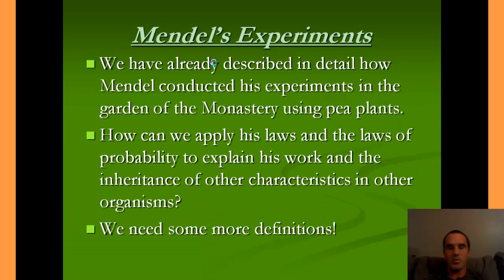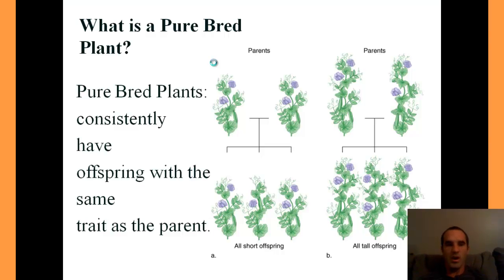So we talked a lot about the pea plant experiment last time, but we want to see how we could apply his laws to look at the inheritance of other characteristics in organisms. So we've already looked at purebred plants, and so you don't have to write this slide down, just listen to it. Purebred were the ones that always had the same type of offspring as the parent.